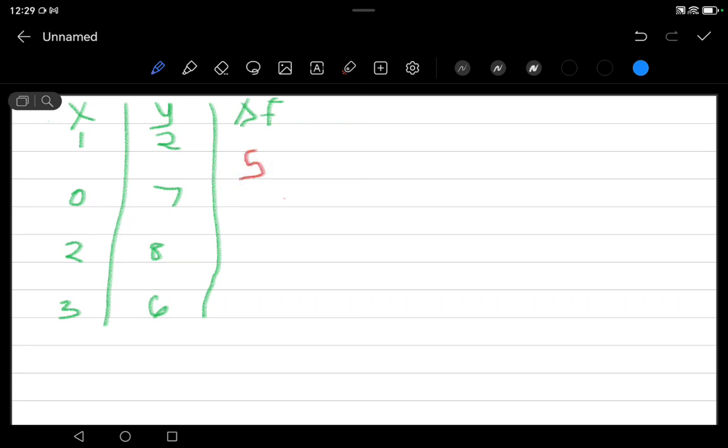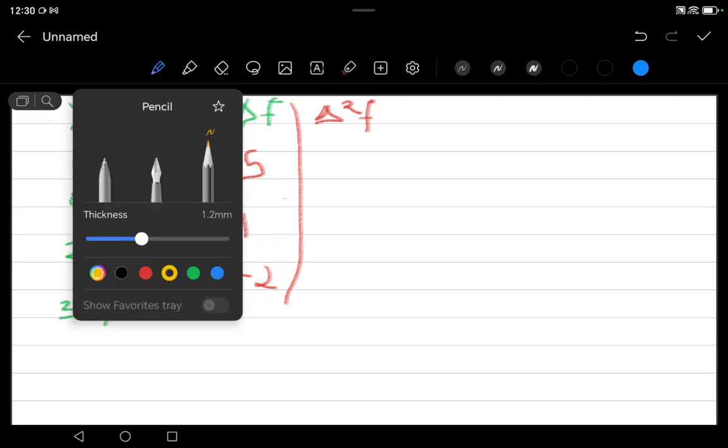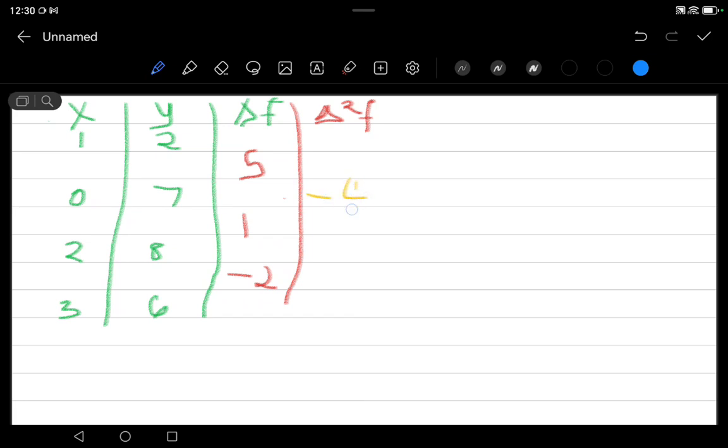And then the second one, Rochi? It's going to be 1. Okay, the last one is going to be minus 2. And then for the second one, remember, we calculate until we have one value. And then change in square f was the answer? Minus 4. 1 minus 5 is going to be minus 4. Minus 2 minus 1 is going to be minus 3.